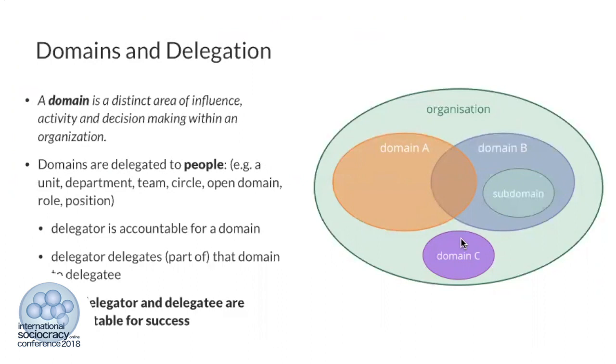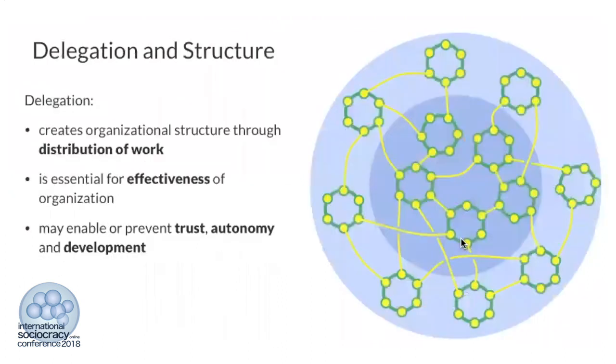And this is represented in the delegation canvas. Delegation creates organizational structure because you distribute work among the people, and good delegation and good structure is essential for the effectiveness of an organization. And if you are clear in your delegation, you can enable trust and autonomy and development. And if your delegation and your clarification is poor, then you prevent trust, autonomy, and development.